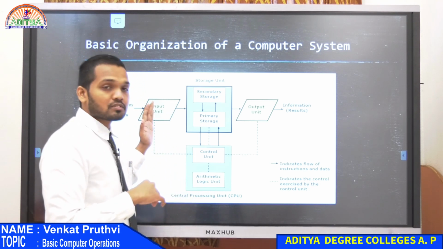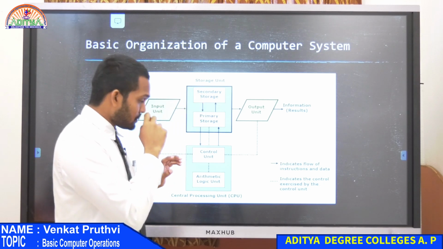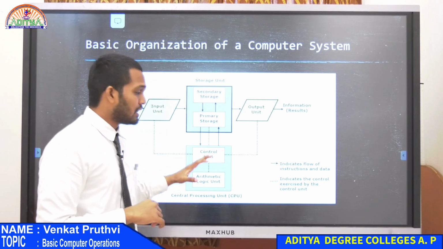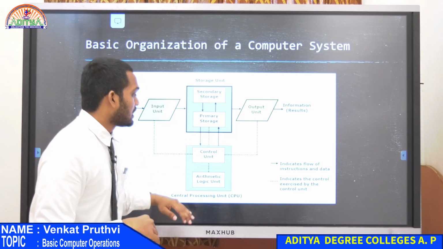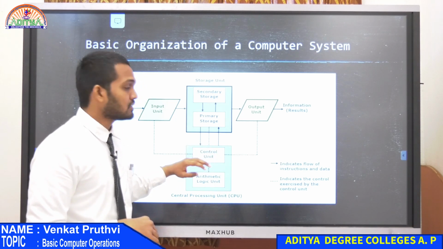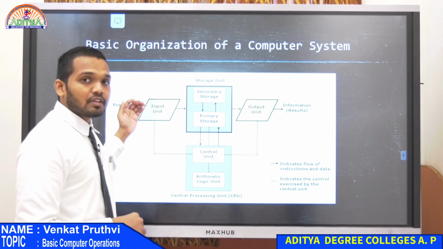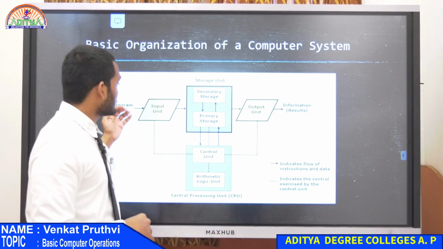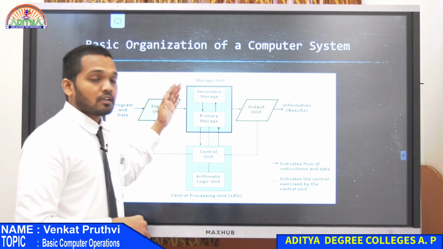What were they? That was input, then we had storage, then we have the processing, that is your processor, and then we had the output and the controlling part. This is the controlling part which we were discussing, but initially we had input. Input unit is where we give the data for the user. From the user we get the data, and that data is then stored in your storage unit.